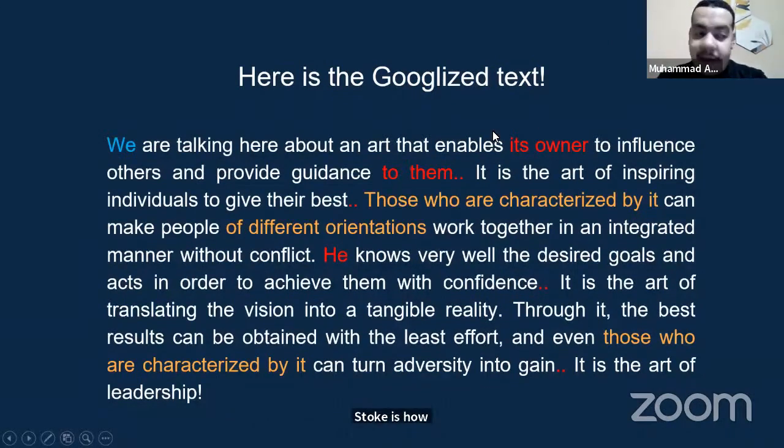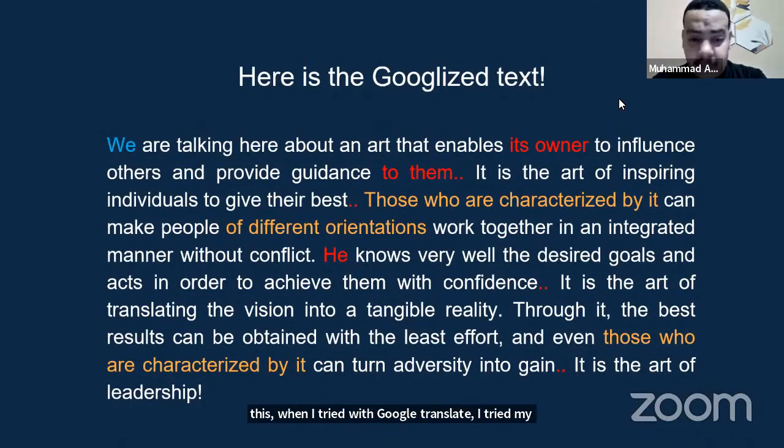So when I tried with Google Translate, I tried my own translation in the beginning. So I compared my translation and the Google translation. This is a Googleized text. This is the machine translation of the previous text, and we have certain colors here that mainly showcase how a machine translation can be, not perfect, but it can be very good.